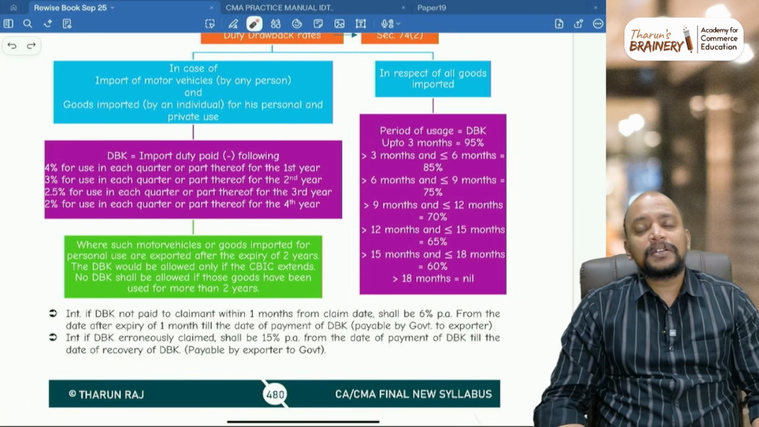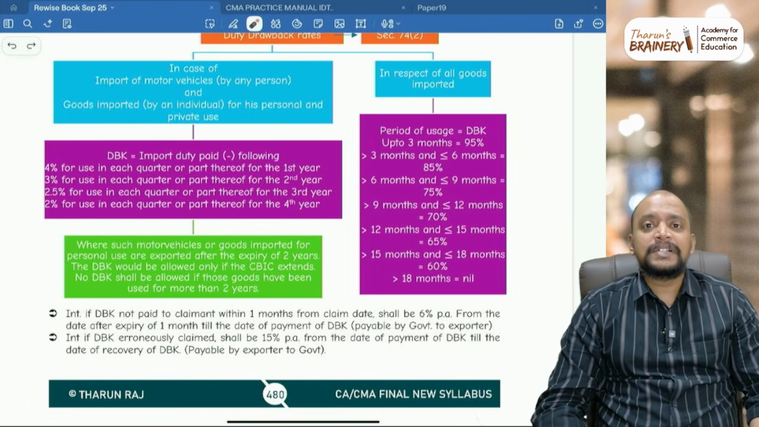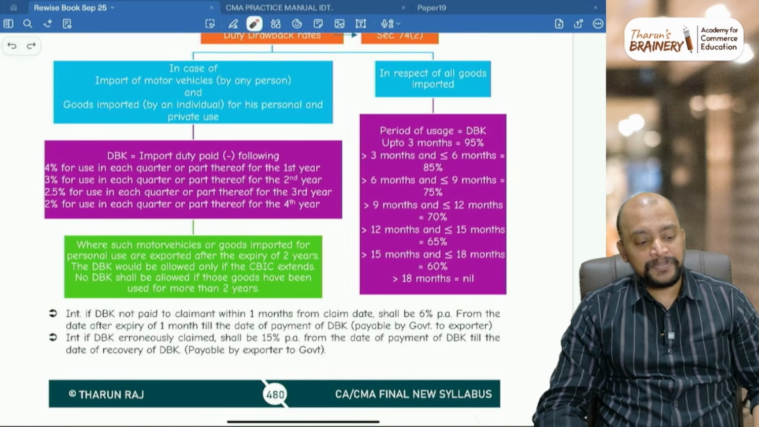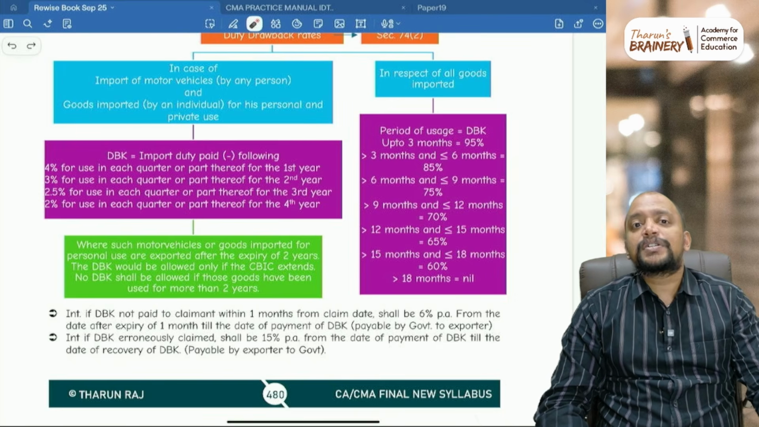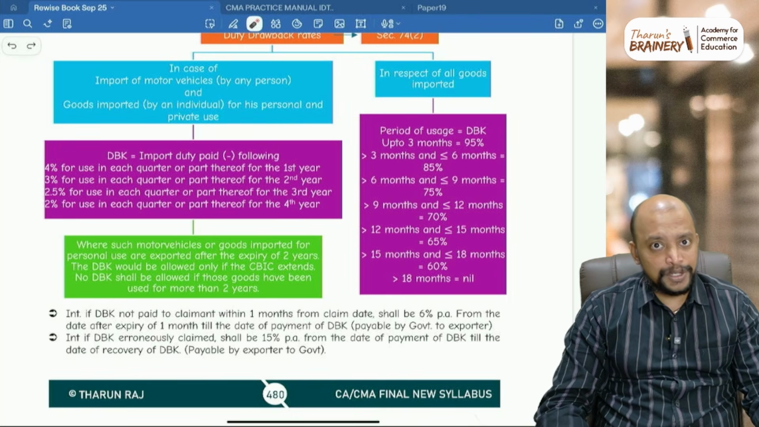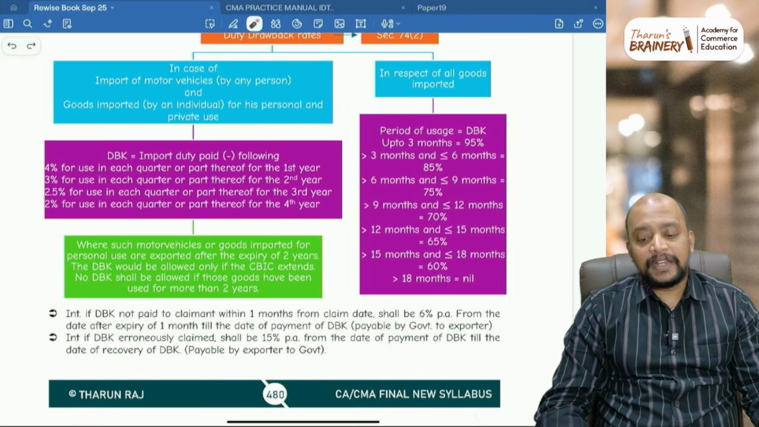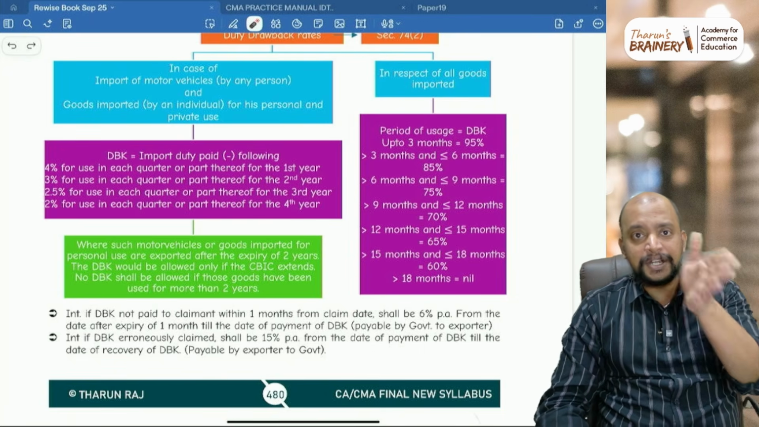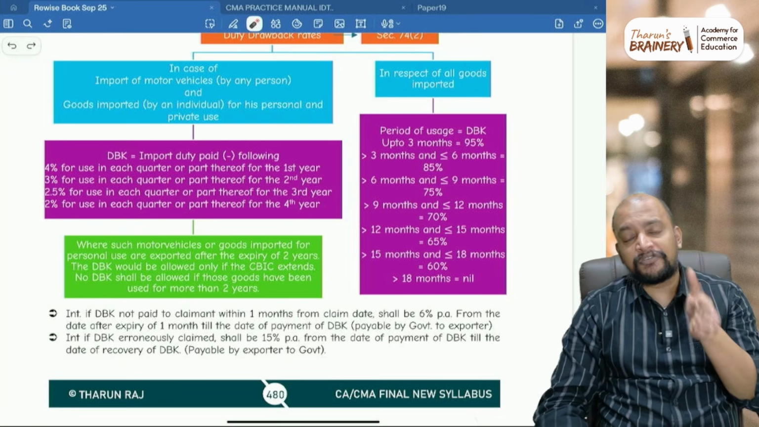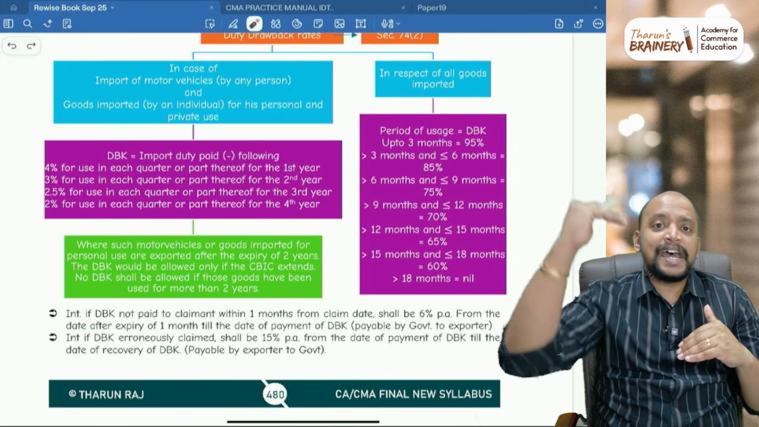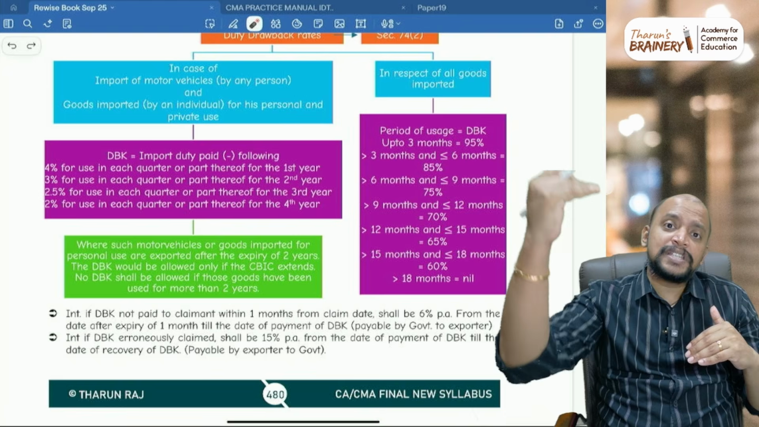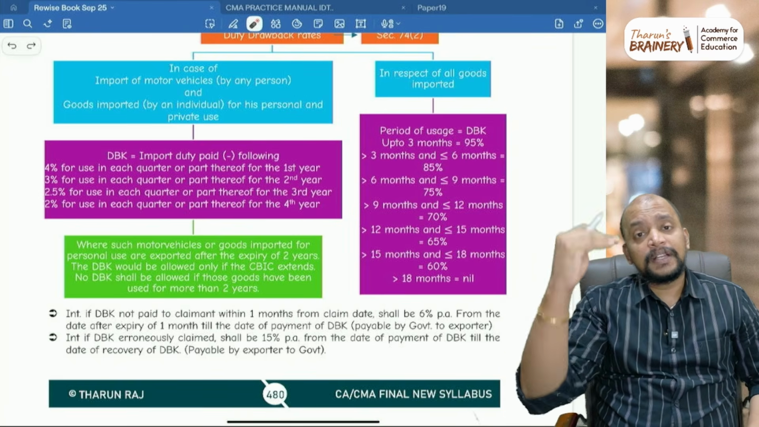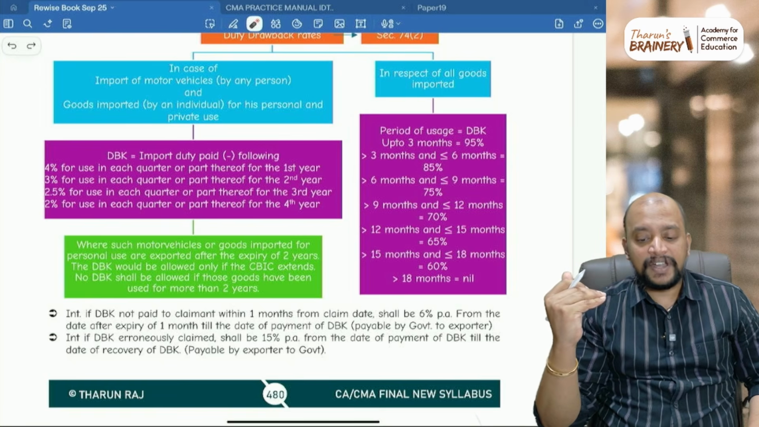Then, in respect of all other imported goods, that is the balancing figure, the second branch, depending upon the period of usage, you increase the period for every 3 months. That is 0 to 3 months, 3 to 6, 6 to 9, 9 to 12, 12 to 15, 15 to 18, and beyond 18 months. It starts with 95 and up to 75 it gets reduced by 10%. 95, first slab, next 85, next 75.